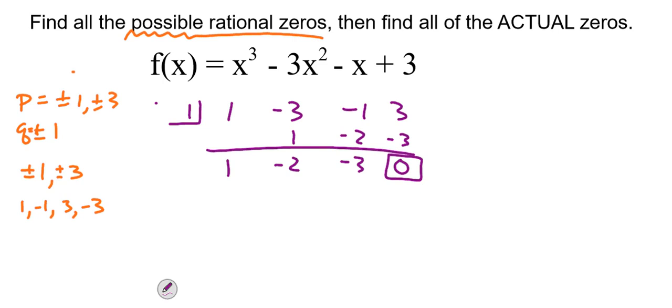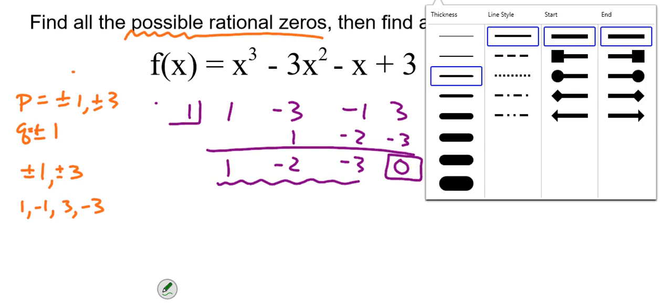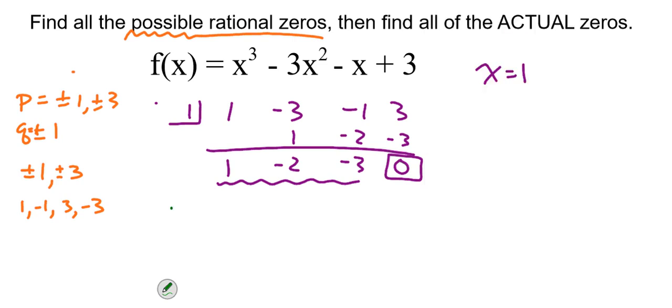Once we know one of our zeros is 1, let's not lose that. X equals 1 is one of our zeros. Let's use what we have left to find our remaining zeros. So we're going to go ahead and rewrite it. We know that negative 3 is the constant, that negative 2 is the coefficient in front of the x, and that 1 is the coefficient in front of the x squared.